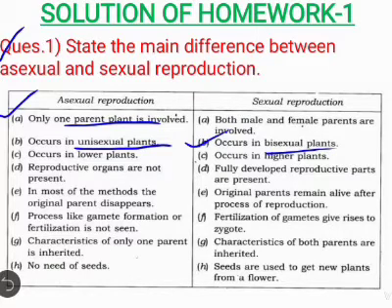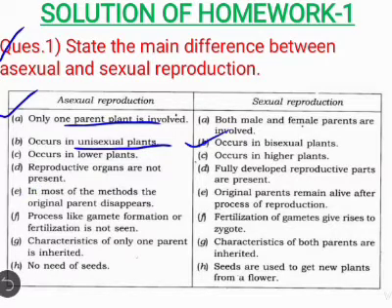And asexual reproduction occurs in lower plants, but in higher plants, only sexual reproduction occurs. Reproductive organs are not present in asexual reproduction, but fully developed reproductive parts are present in sexual reproduction. In most of the methods, the original parent disappears, but in sexual reproduction, the original parents remain alive after the process of reproduction.